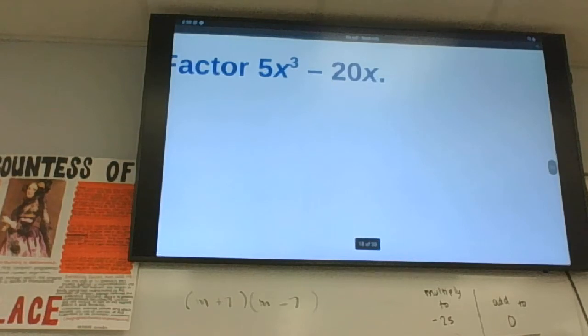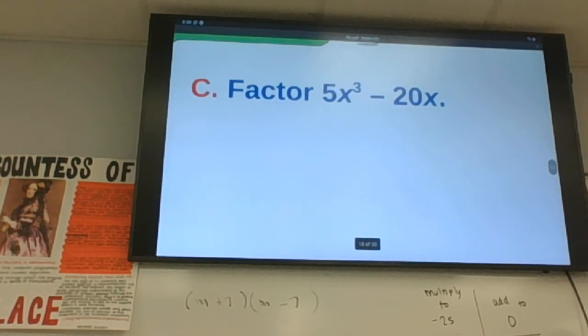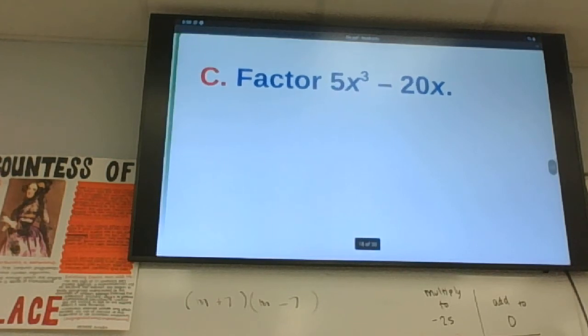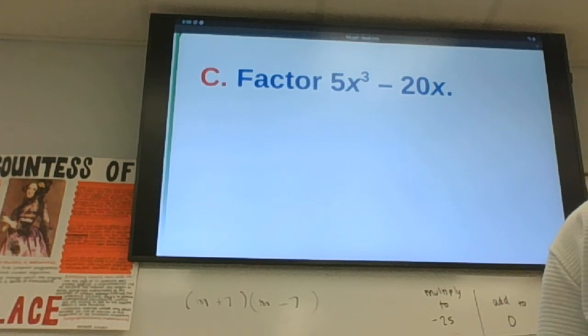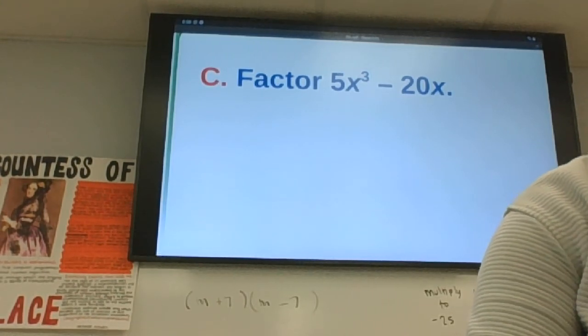All right, y'all. I think this is our last example. X to the second power minus 5x.